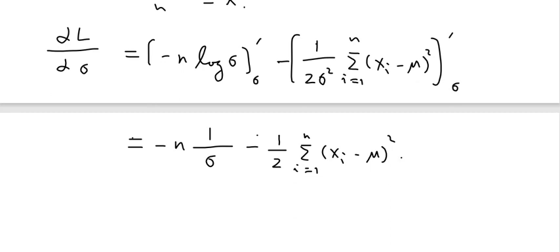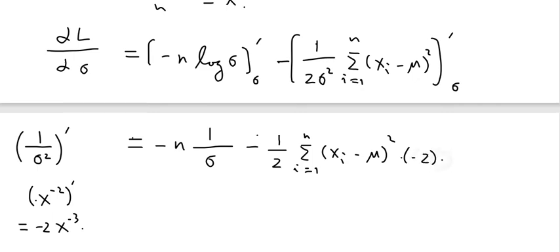So we only need the derivative of 1 over sigma squared, just like 1 over x squared. We can use the formula: the derivative of x to the negative 2 equals negative 2 times x to the negative 3. So this derivative is equal to negative 2 over sigma cubed.